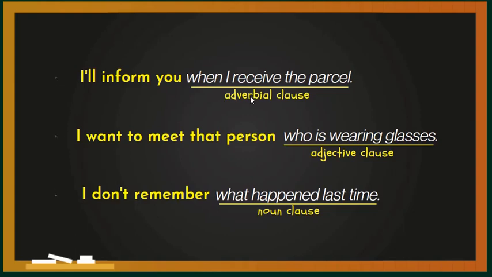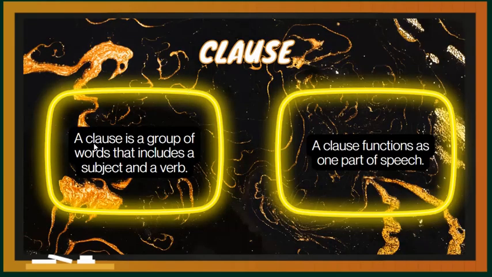The first one is the adverbial clause because it's giving you information about the verb, okay? The second one is an adjective clause because it is giving you information about the person or the noun. And the third one is the noun clause because we can replace the whole clause with a single name of activity, or even a pronoun. Now, I believe you have understood this definition: a clause is a group of words that includes a subject and a verb, and a clause functions as one part of speech. Got it?